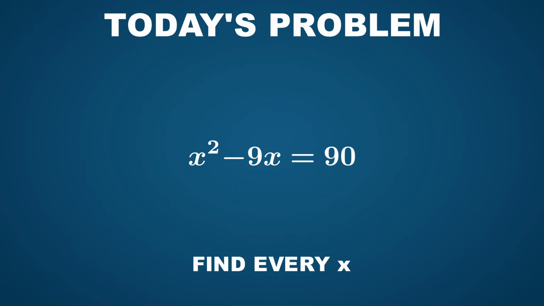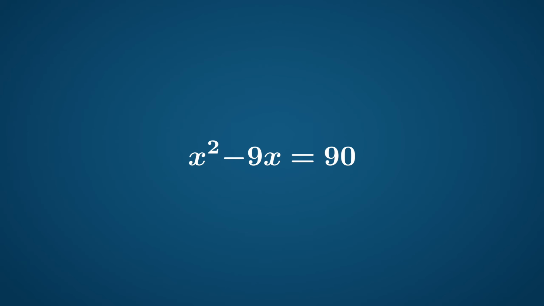Here is today's problem. The equation given is x squared minus 9x equals exactly 90. Our main goal today is to find all the values of x that work here. First, we look closely at the variables on the left side of the equation. We have an x squared term and also a linear x term right next to it. The constant number 90 sits completely by itself on the right side.